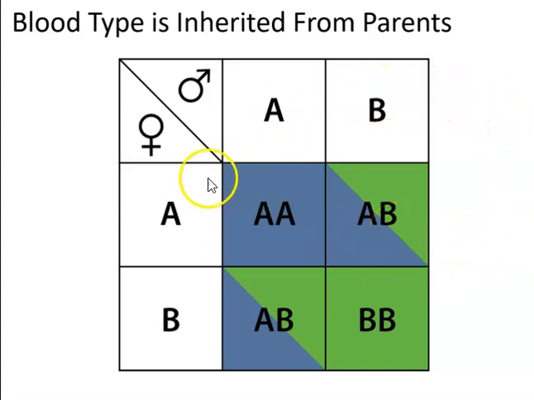So we use this Punnett square to help us determine the percentages for the combinations that can occur between two parents, knowing their blood types.